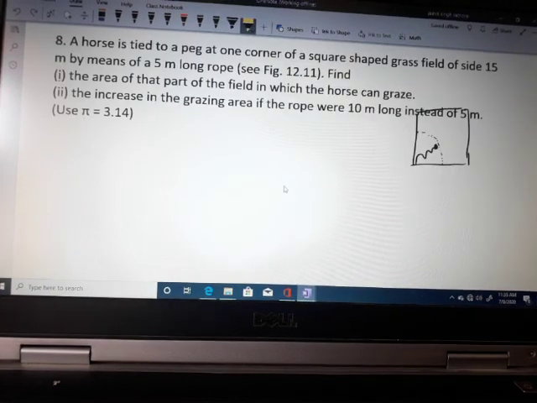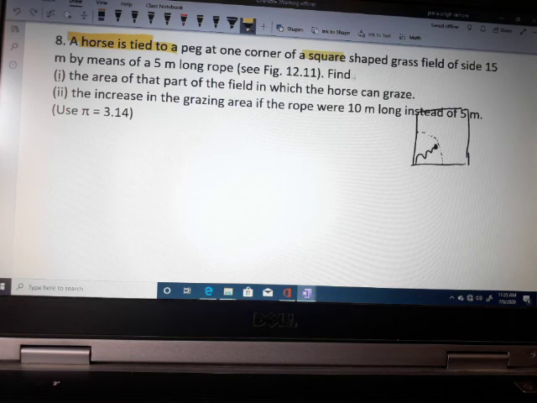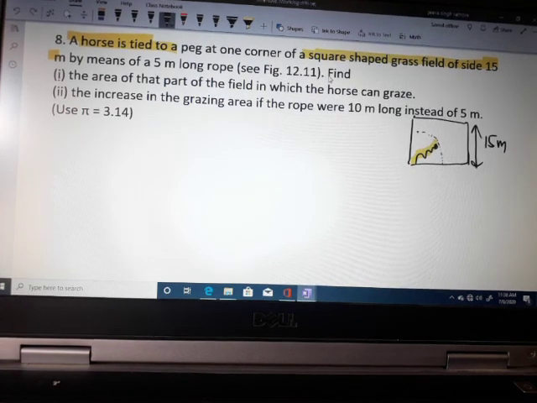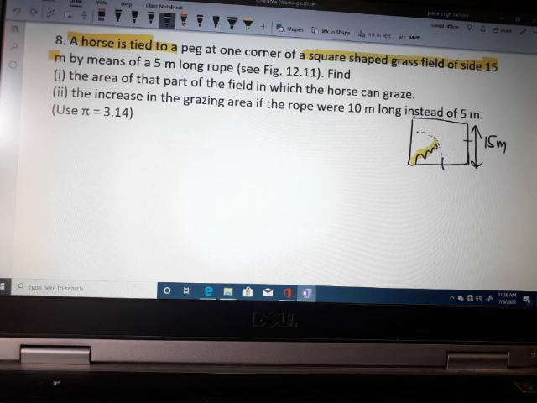The next question was so simple. A horse was tied at a peg at the corner of a square. This is the square given here. Here is a horse tied with a rope whose length is 5 meter. The side of the square is 15 meter. This is a square whose sides are 15 meter. All sides of this square are equal and given as 15 meter in the question, and this is the rope whose length is given as 5 meter.